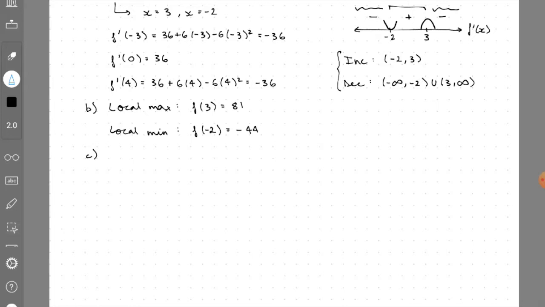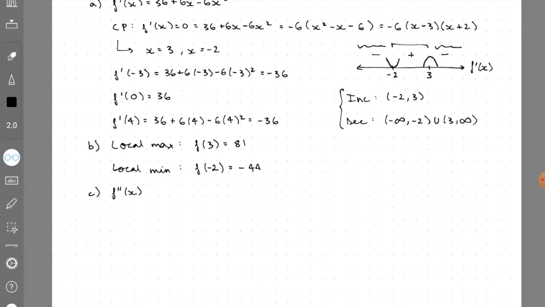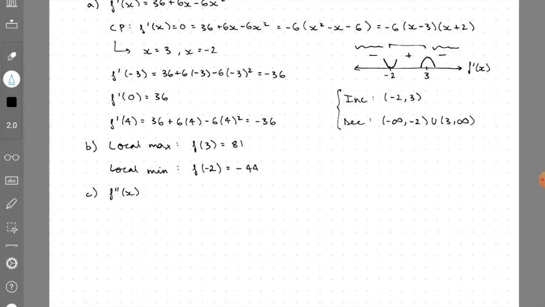Remember, when you hear concavity, you just have to take the second derivative. That's all you need to do. So let's do that. We're going to take the derivative of f prime, which is right here. So it's going to be 6 minus 12x. And we want to know the inflection points, or the points of inflection, which are found by setting the second derivative equal to 0.